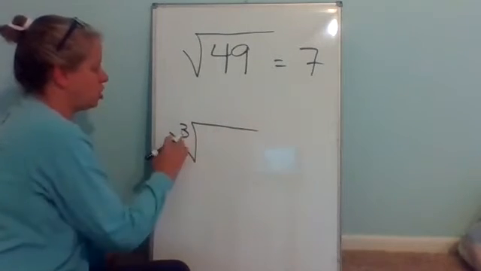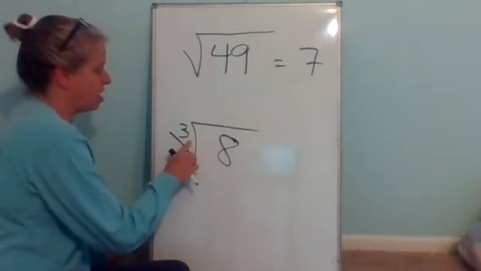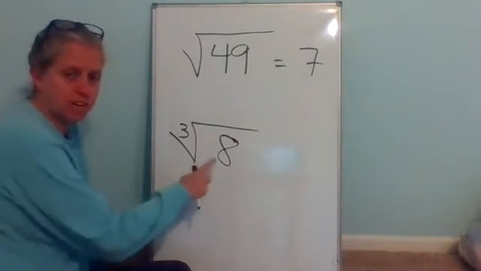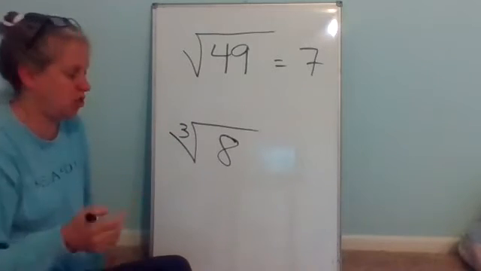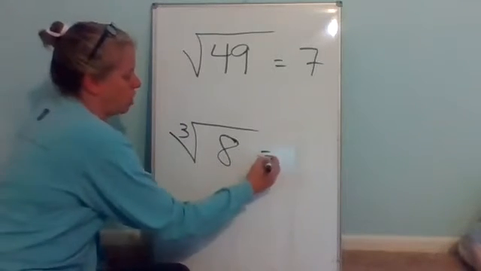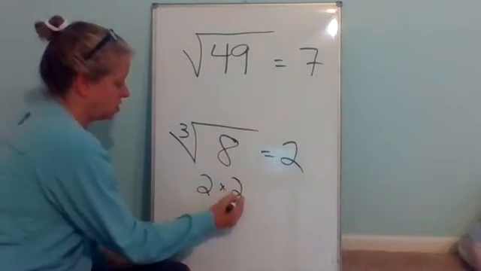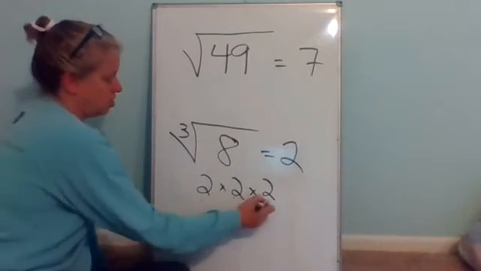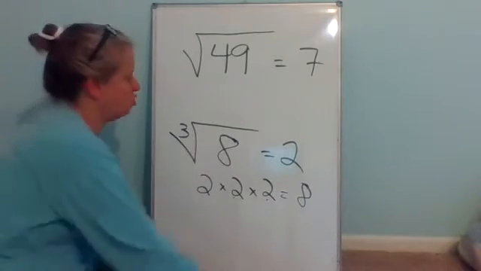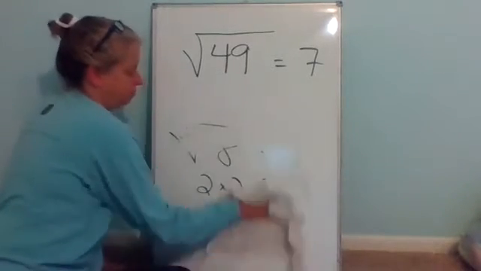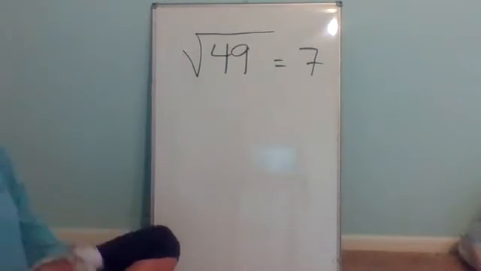But if you're taking the cube root of a number, you're asking what number multiplied by itself 3 times gives you this. In this one it would actually be 2, right? Because 2 times 2 times 2 gives you 8. So that's what a cube root is, but we'll talk about those later. The first several problems are just going to be doing square roots.